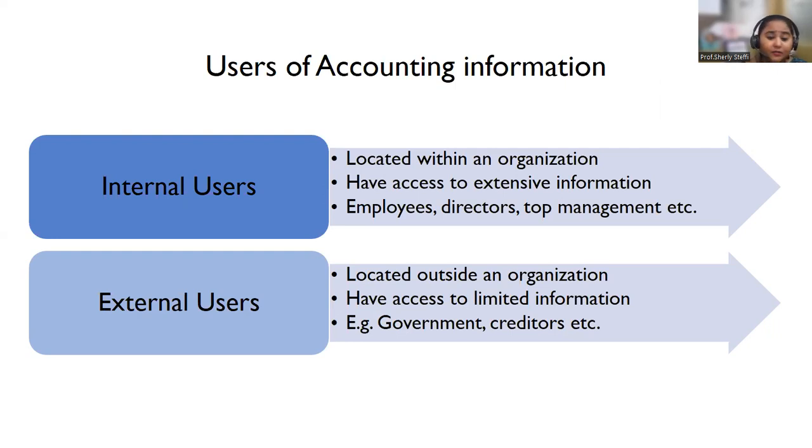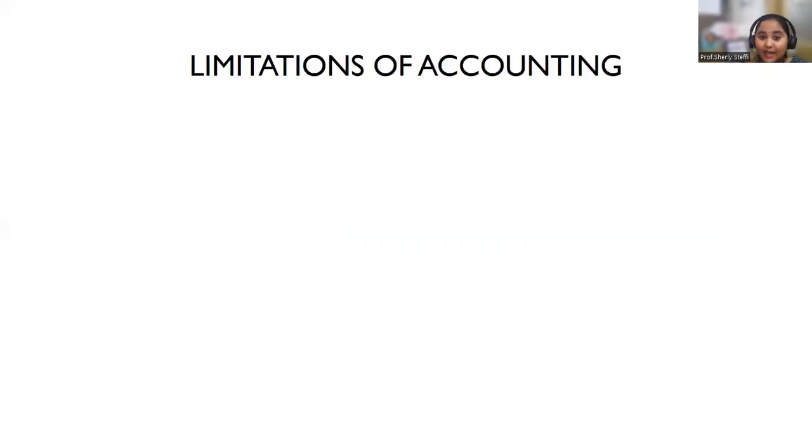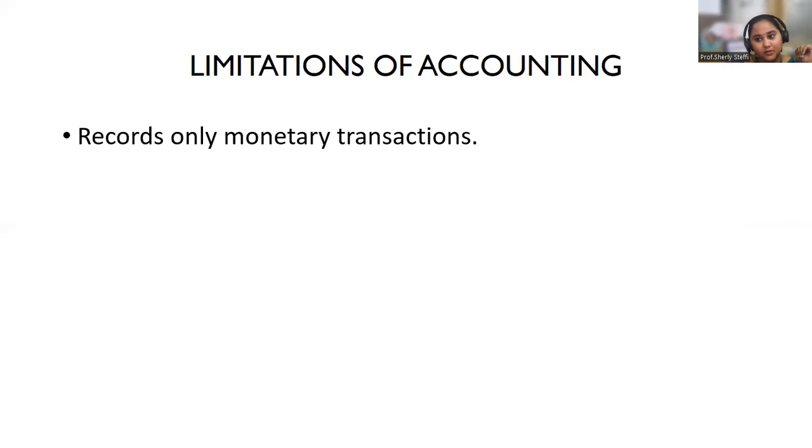Moving on to the external users, they are located outside the organization. They have very, very limited information because they're not internal, they're external. Can you give me an example? Can you think of an example? It can be governments, creditors, and so on. So these are the users of accounting information. Who are they? Internal as well as external users.